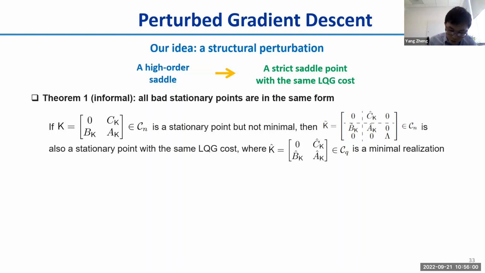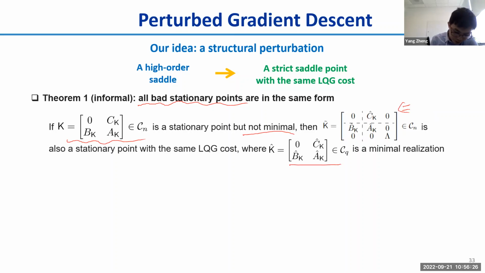So this is a high-level idea, and this procedure is possible because of the following two results. First of all, we know that all the bad stationary points are non-minimal. So there's an uncontrollable or unobservable mode in the system. And furthermore, we prove that all the bad stationary points are of the same form, in the sense that if this is a stationary point but not minimal, then we can take a minimal realization, and this will be a stationary point as well. And they have the same LQG cost.